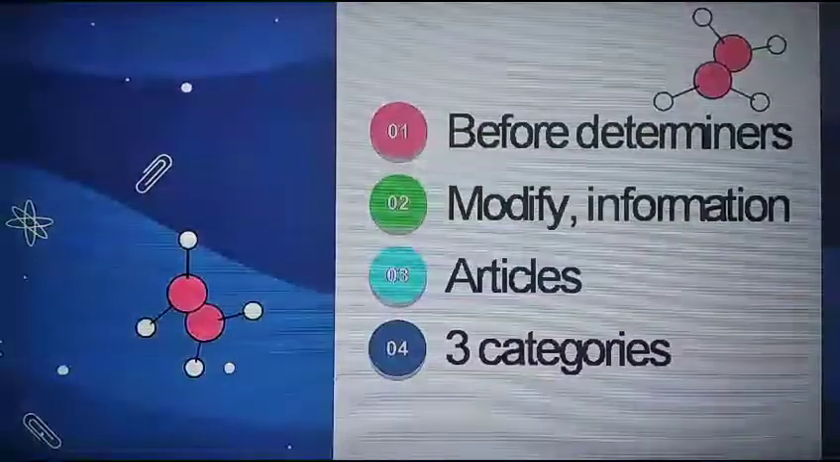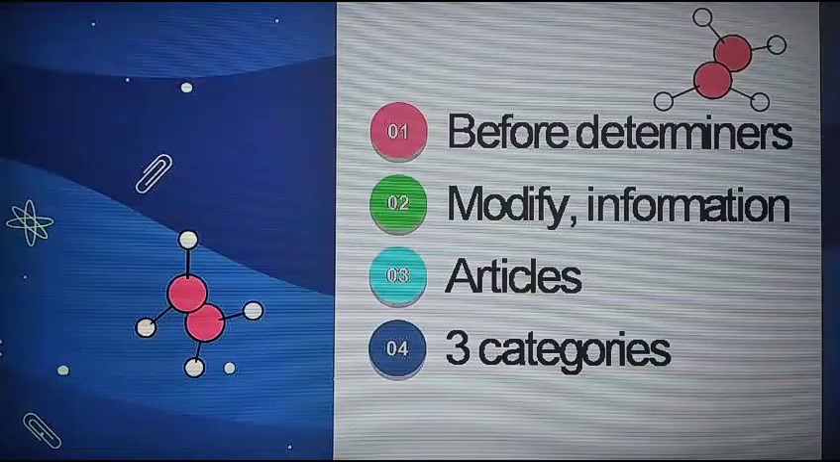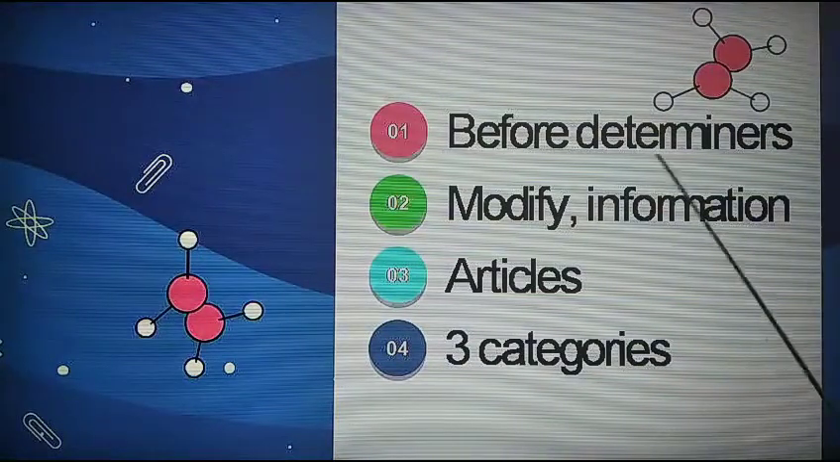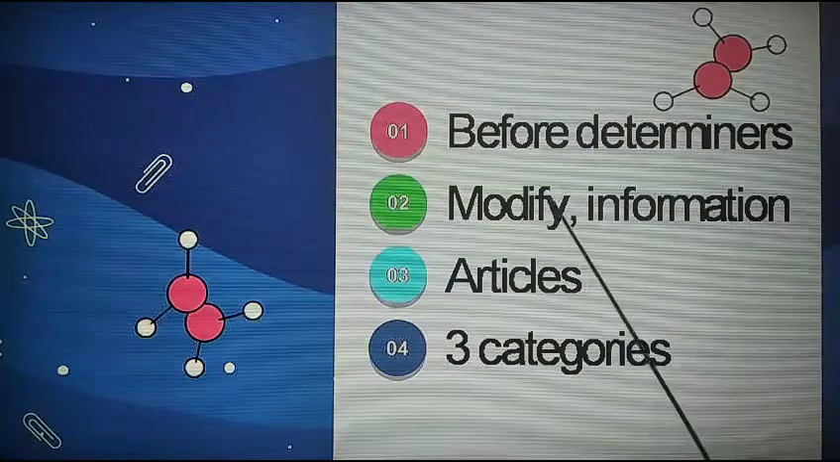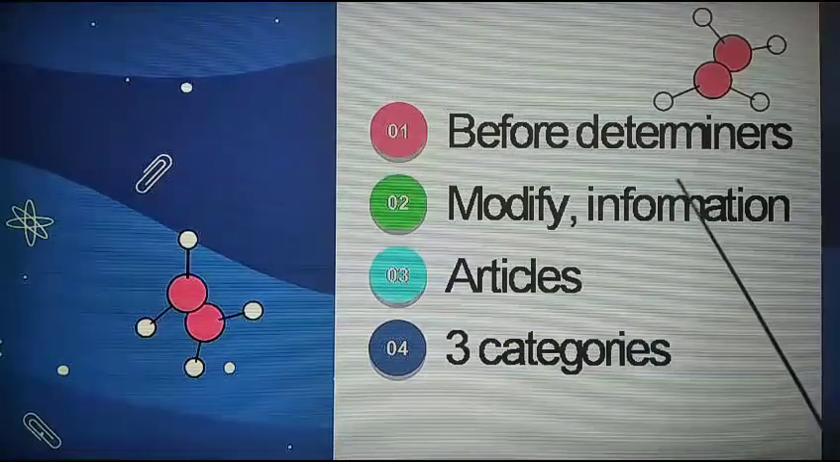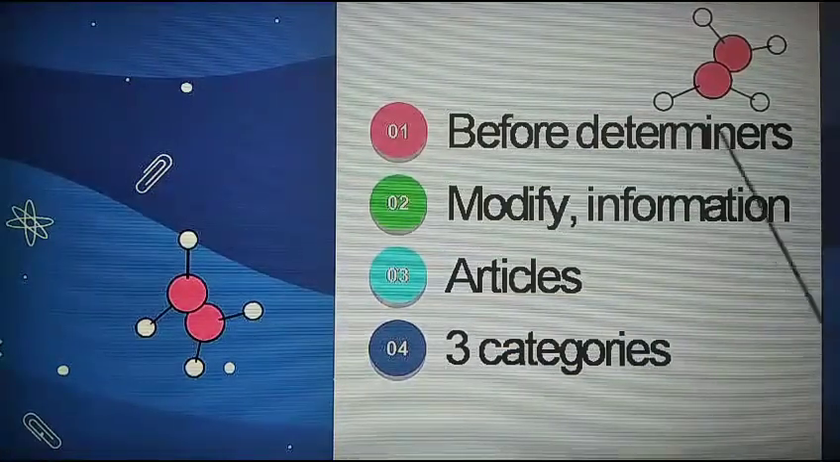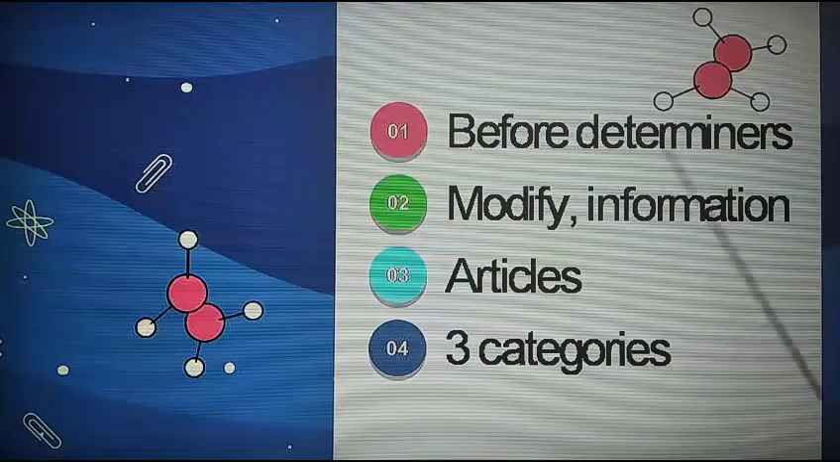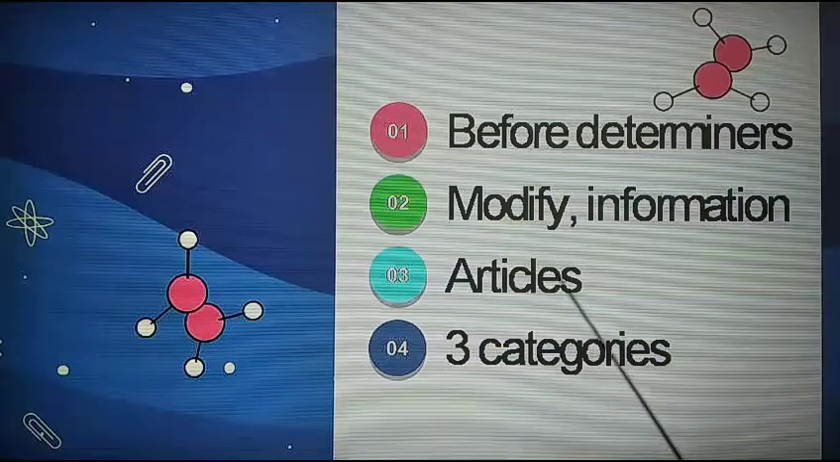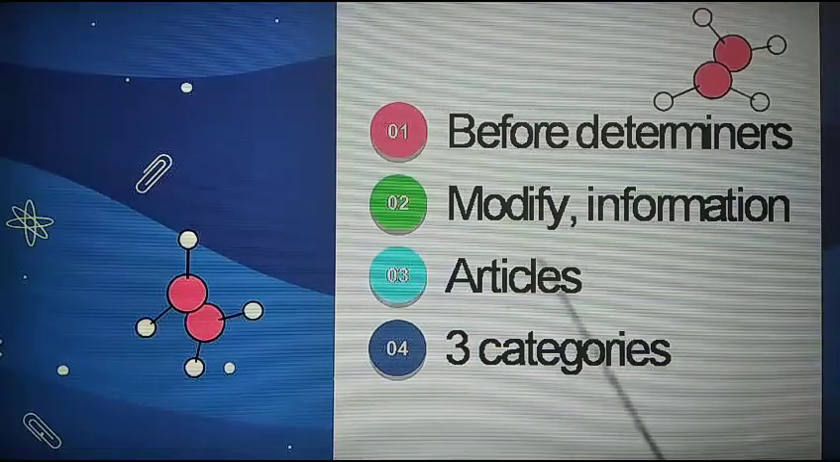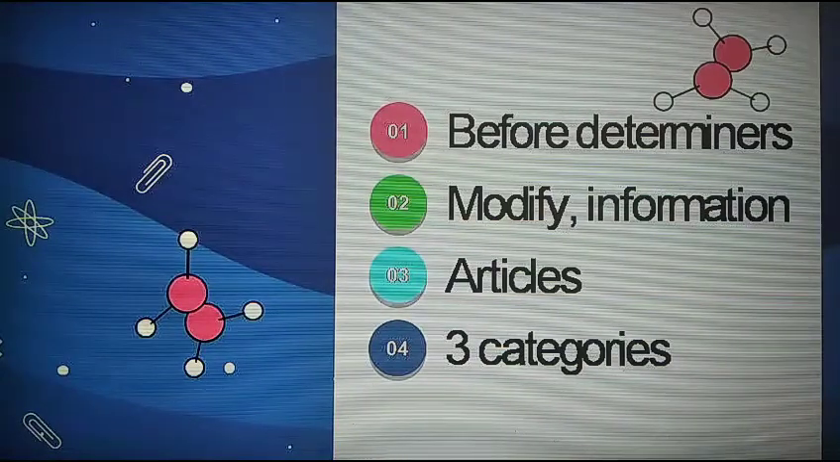Predeterminers. As the name says, predeterminers are words and phrases that come before determiners. They are used to modify and provide more information about those determiners and about a specific noun. You usually find them before articles such as a or an, and they are divided into three categories.